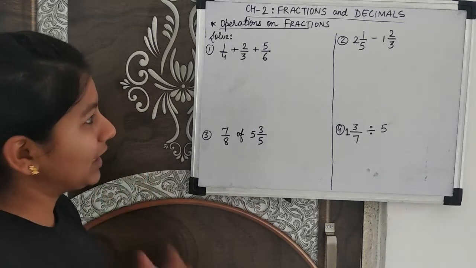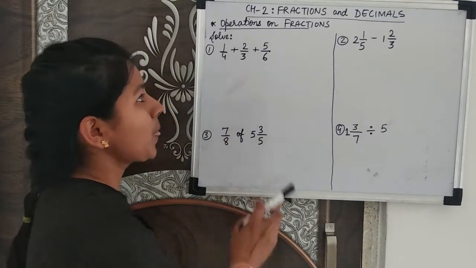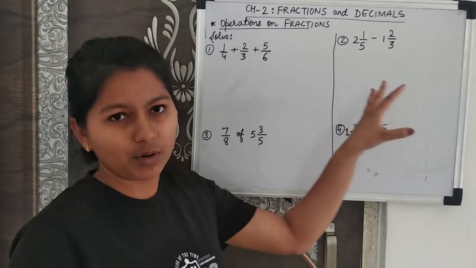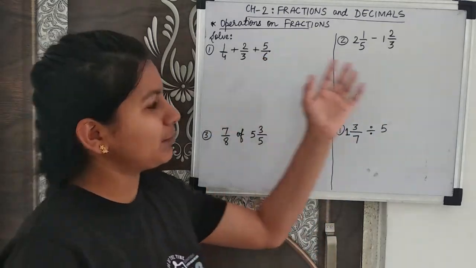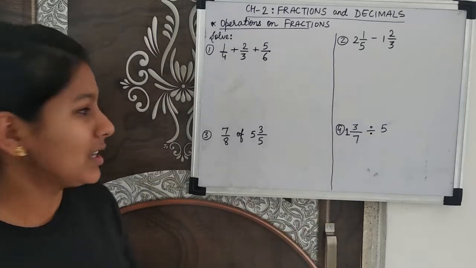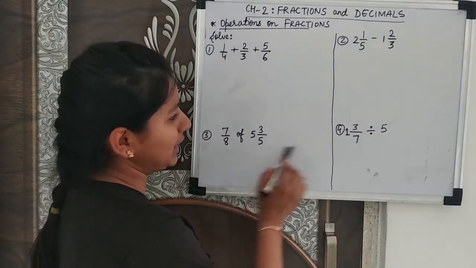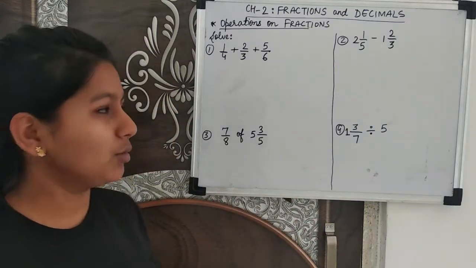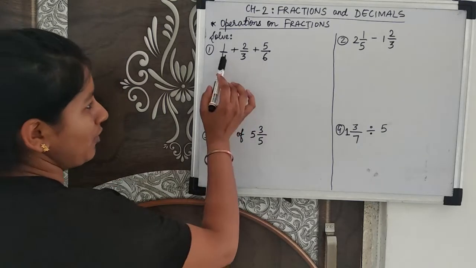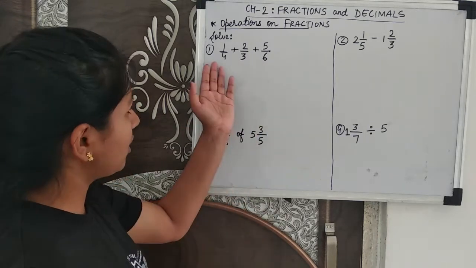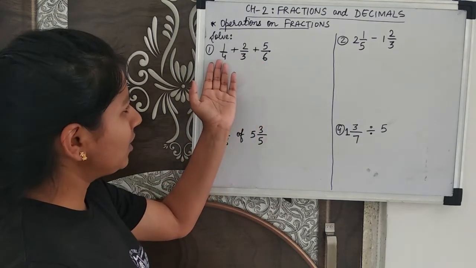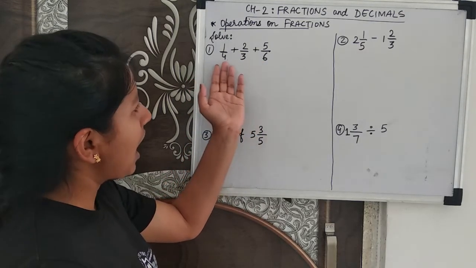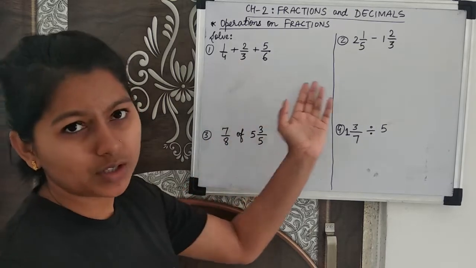I have told you many times that whenever we have problems in maths, the way to solve plus and minus questions is almost the same, and the way to solve multiply and divide questions is almost the same. Now, first of all, I will tell you how we can solve this addition. Here we can see there are 3 fractions, and all 3 fractions have different denominators.